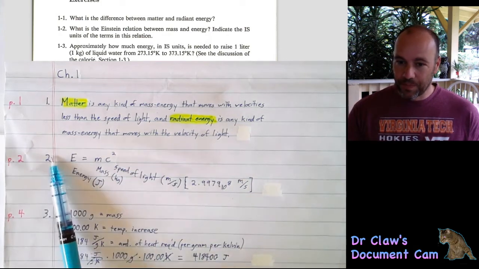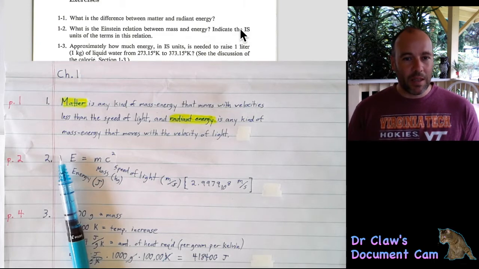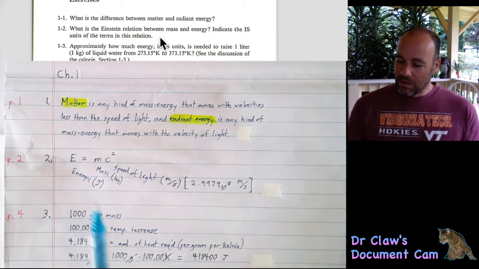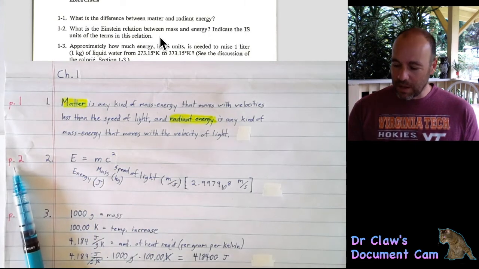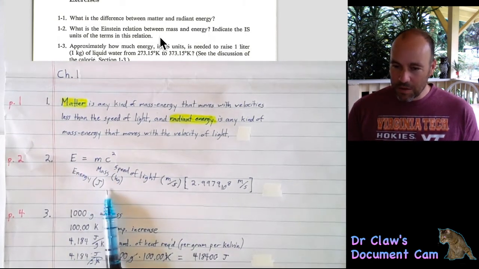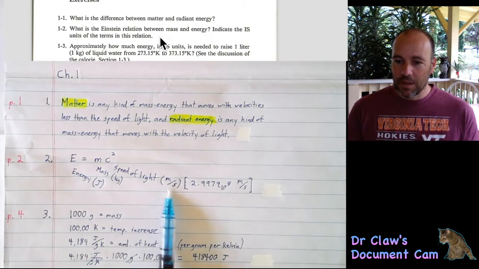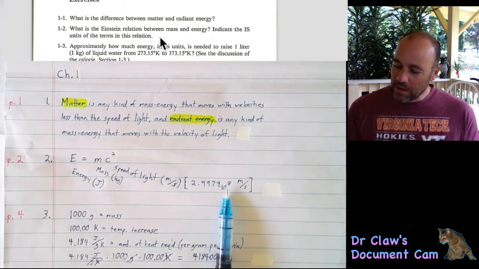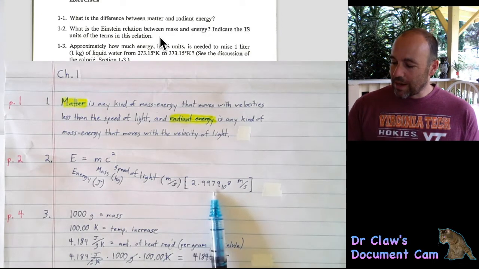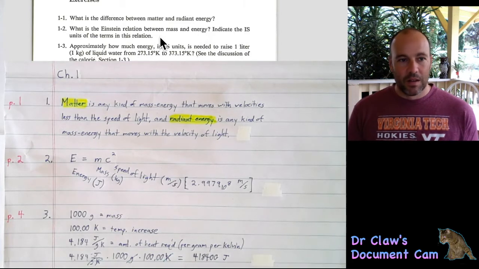Number two says, what is the Einstein relation between mass and energy, and indicate the international standard units of the terms in this relation. So number 2, the famous equation is E equals mc squared. This is discussed on page 2. E is the energy in units of joules, m is the mass in units of kilograms, and c is the speed of light in units of meters per second. Speed of light is a constant. In a vacuum, it's equal to 2.9979 times 10 to the 8th meters per second. Number 3.